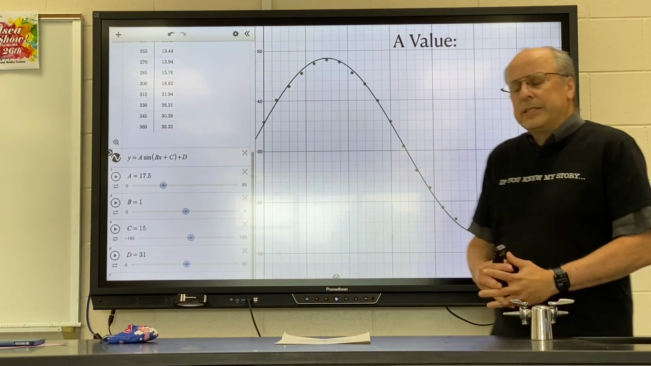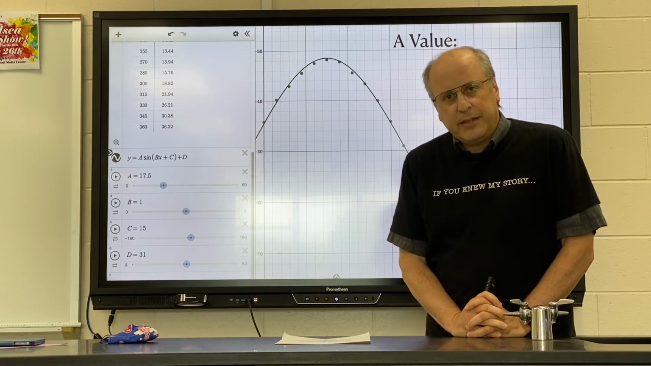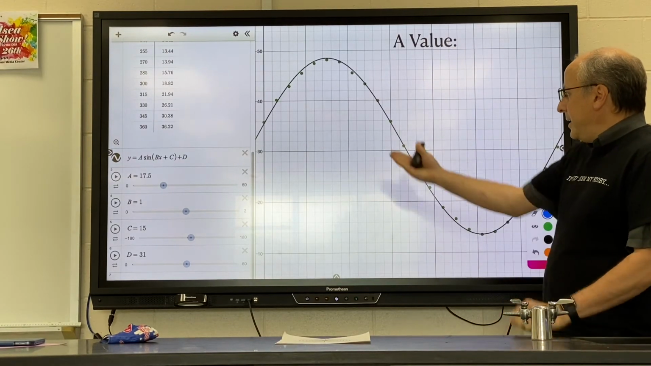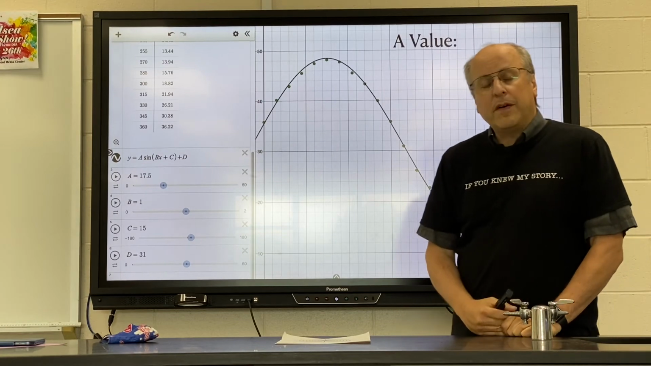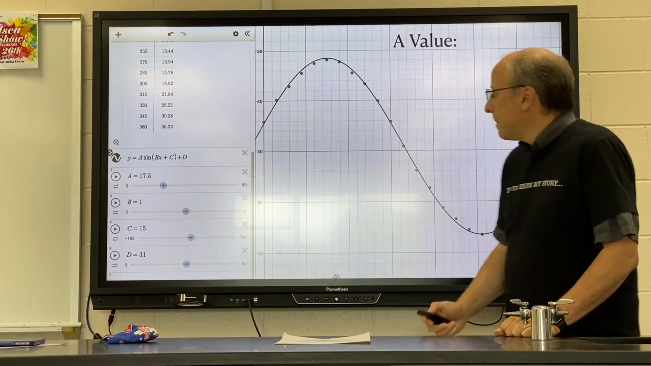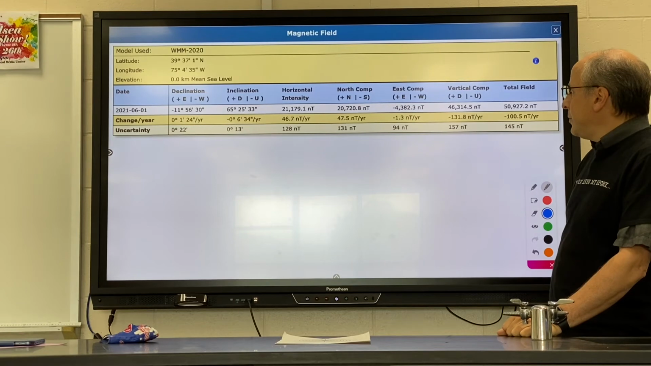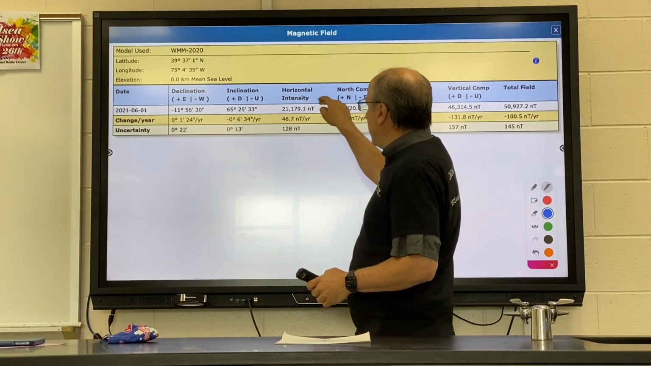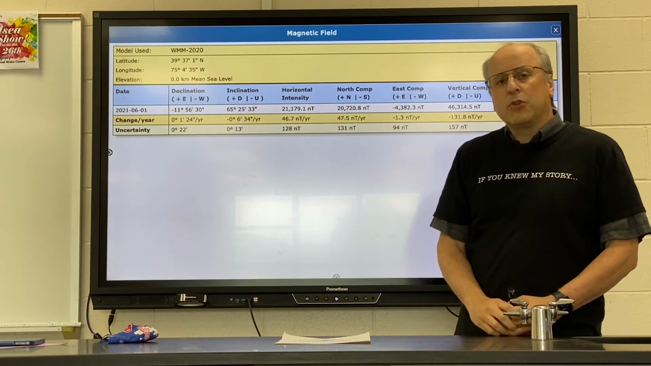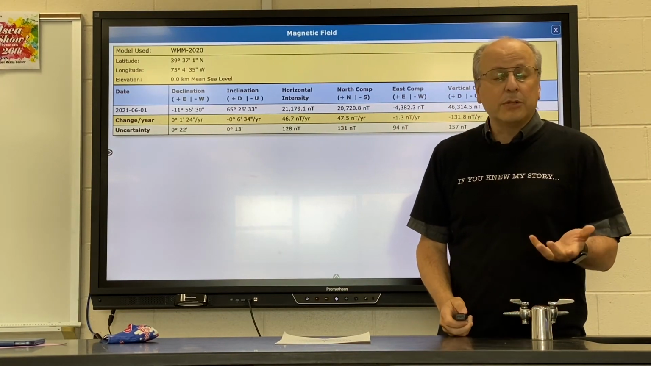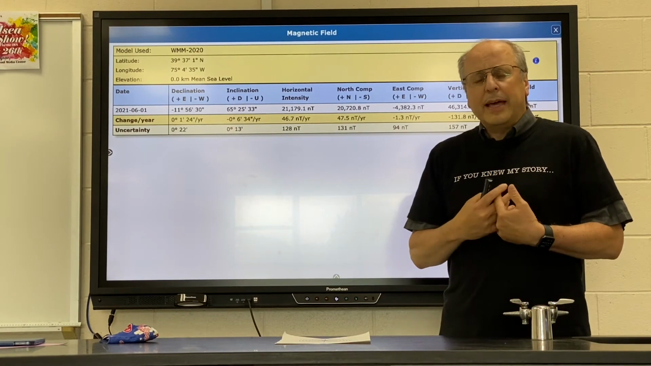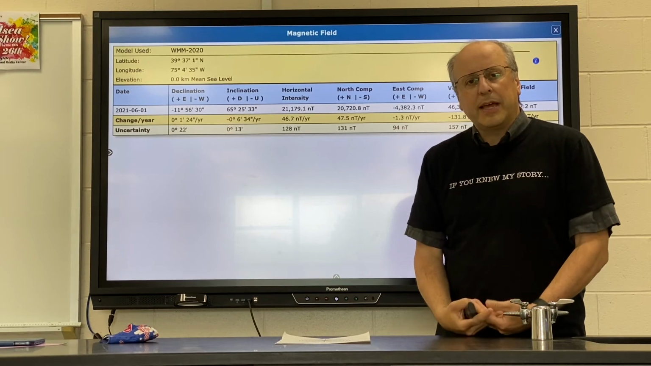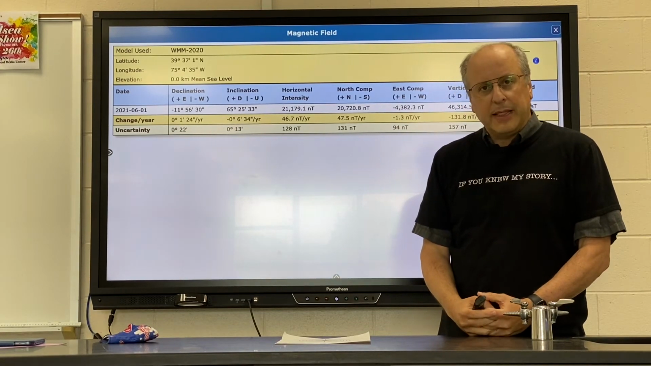Okay, the A value is the strength of the magnetic field in the room where we took this data. For mine, I have an A value of 17.5 microteslas. And when I check the US Geological Survey, I should get a horizontal intensity of around 21 microteslas. So I was close, but not perfect. That is not caused by my faulty data collection, but again, I would put that on the calibration of the Pocket Lab.